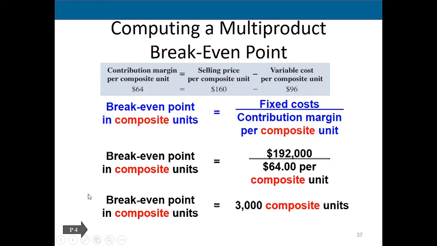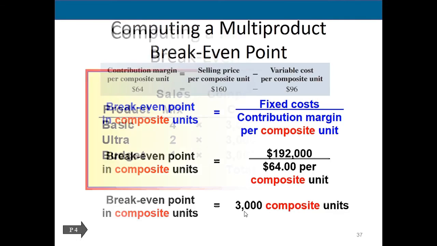Okay. What's break even? Well, break even is fixed cost divided by contribution margin per unit. Okay, but now it's per composite unit. Fixed costs don't change. They're always the same. They told us it was $192,000, and if we divide that by our composite contribution margin of 64, that says that our break-even point in composite units is 3,000 units. That's 3,000 units, folks, of all of the types of haircuts, right? The basic, the ultra, and the budget. 3,000 for all of them put together. That's what we know. We have to do 3,000 total cuts.